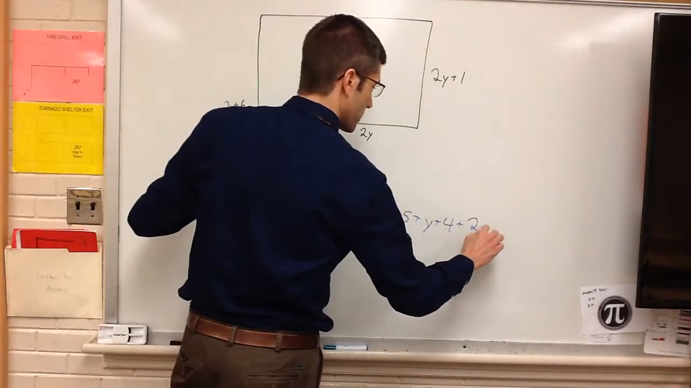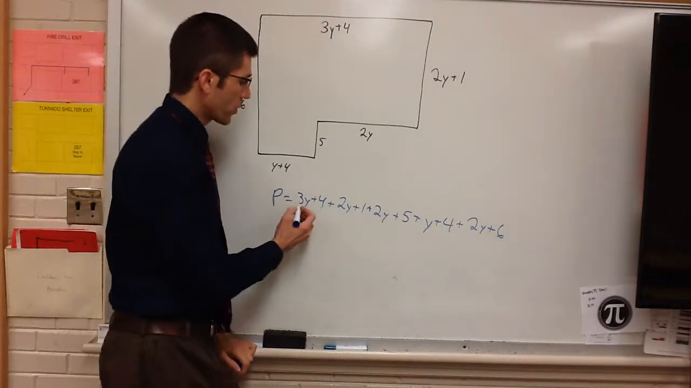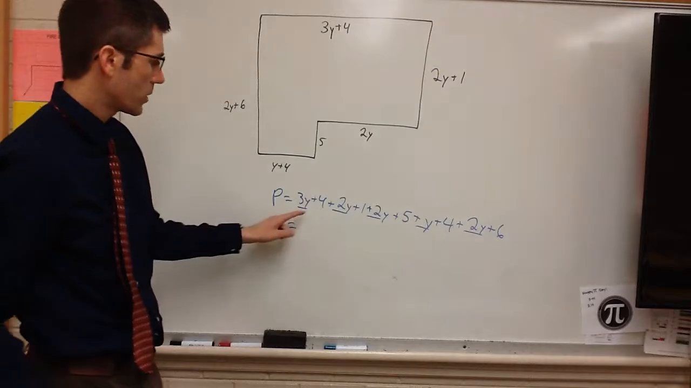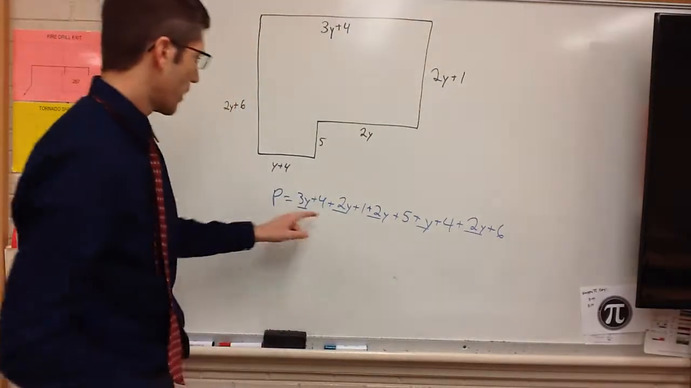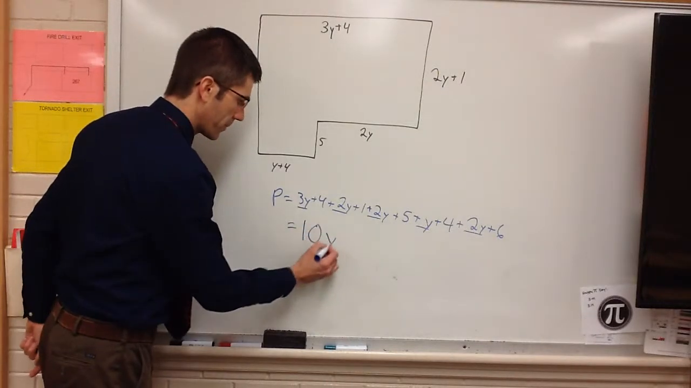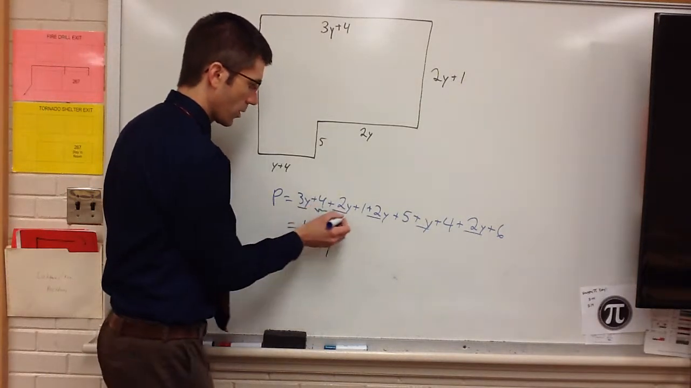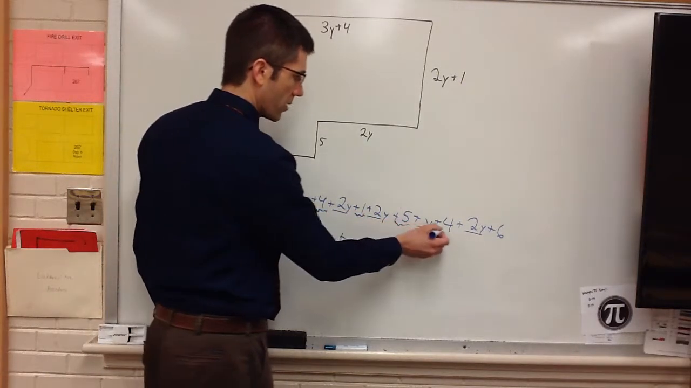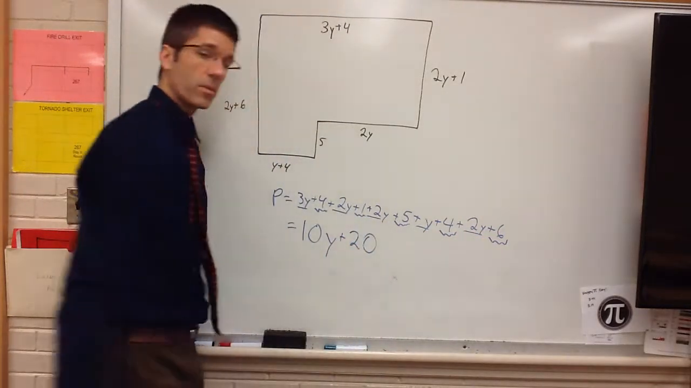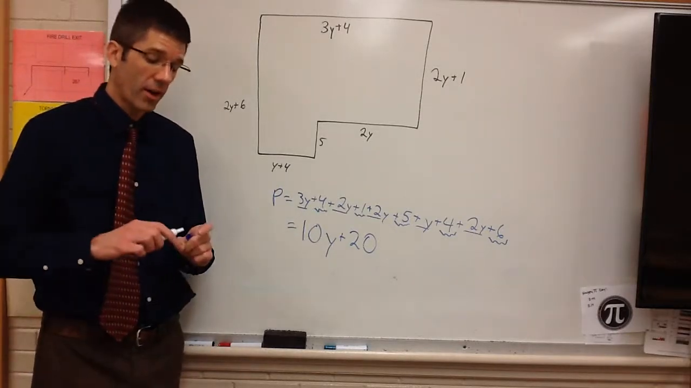2y plus 6. Okay. Looking for like terms, and we have a bunch of them. 3y, 2y, 2y, y, 2y. Oh my goodness. 3 plus 2 plus 2 plus 1 plus 2. 5, 6, 7, 8, 9, 10. 10y plus 4 plus 1 plus 5 plus 4 plus 6 is 20. The perimeter of this is 10y plus 20. There it is. I'm going to erase that because we need to find the area also.